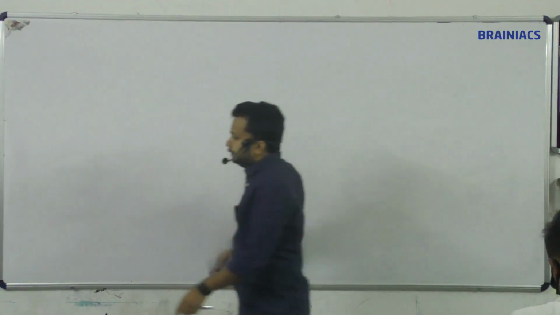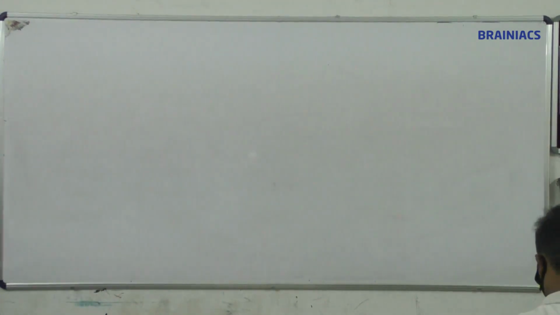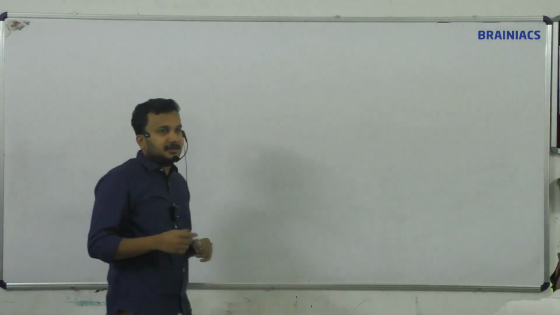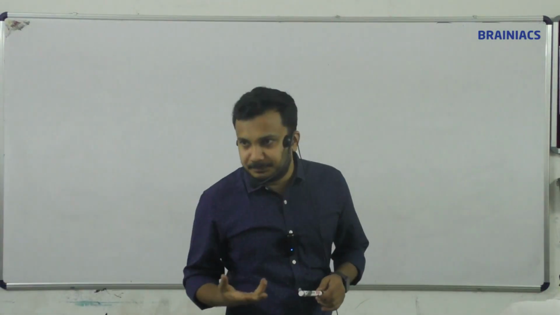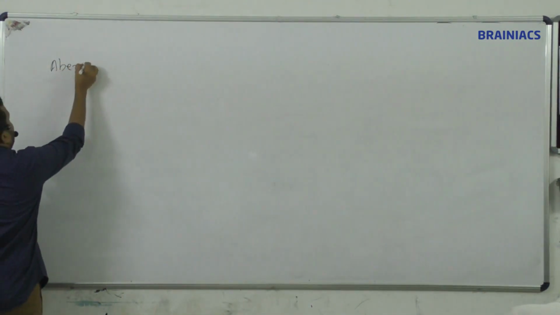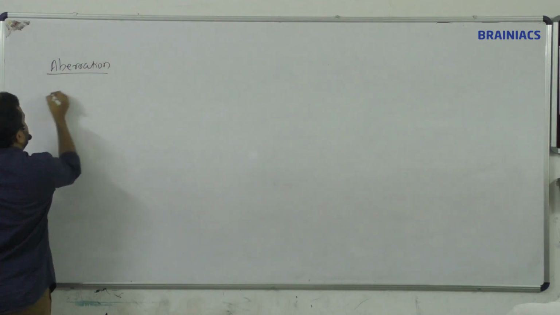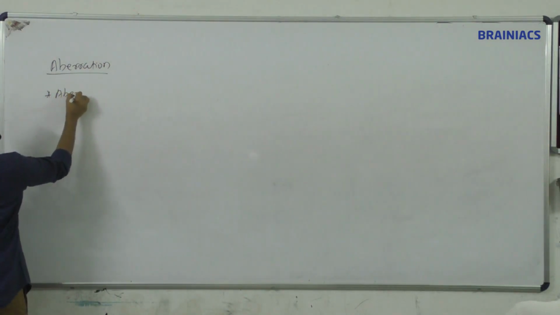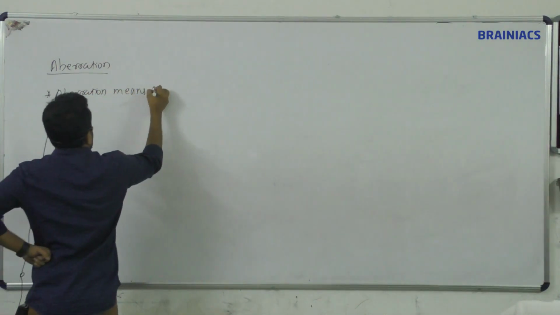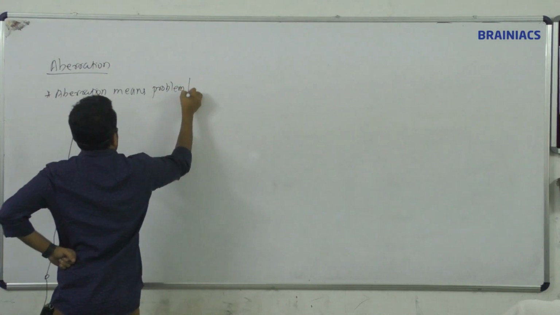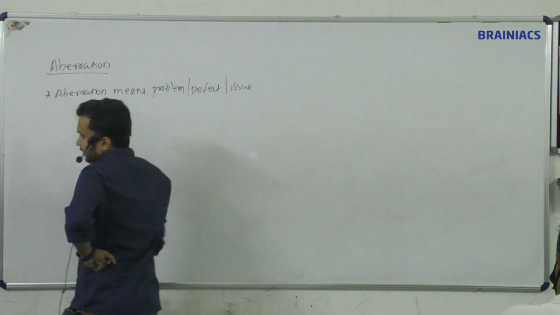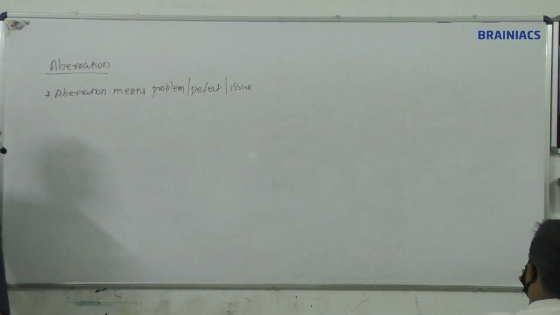We have to write a whole summary of the microscope and telescope. What is called aberration? Aberration, the word meaning, is defect, problem. Aberration means problem, or we call it a defect, or we call it an issue. Some problem is there. Okay, aberration is this one.